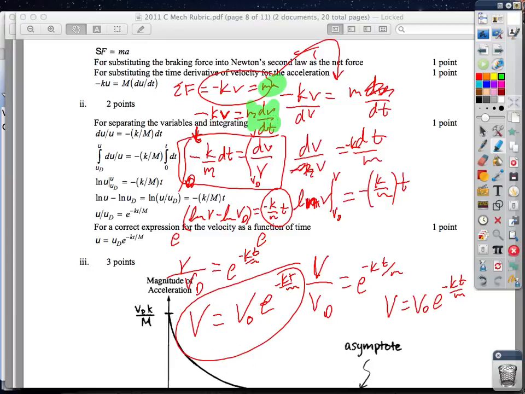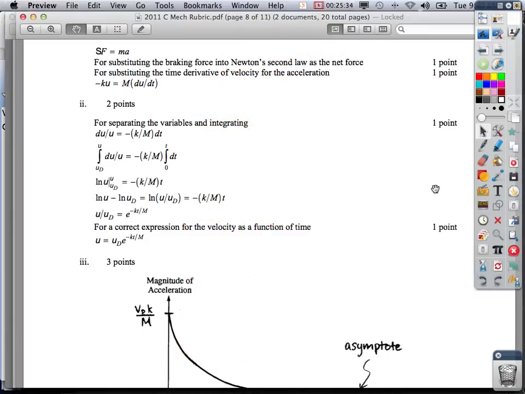Well, they told me the force was negative. They said that's the stopping force. I see. Okay, well, I hope that made some sense.